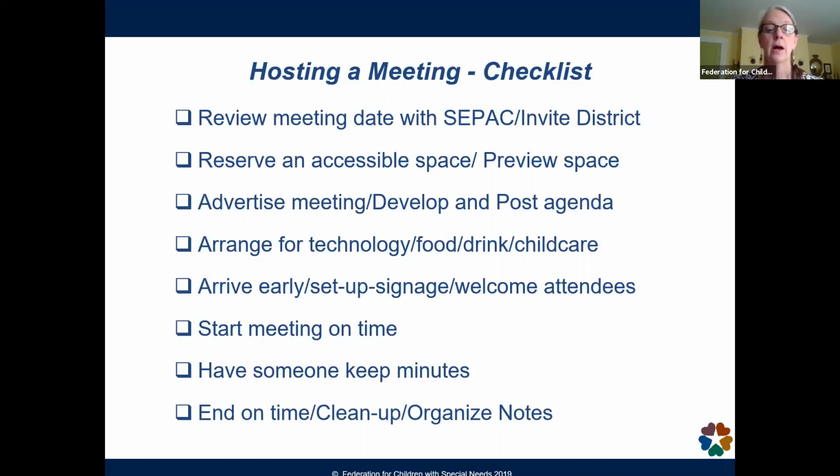Even if you're virtual, you should arrive early and make sure the platform's working. But if you're in a building, getting there early, setting up the signs so that people know where to go, where the library is or the media room or classroom that you're using, and be there to welcome people in advance. We'll find out why it's so important to start and even end on time to make good use of people's commitment to your group.